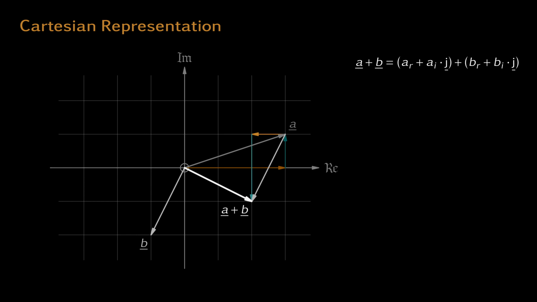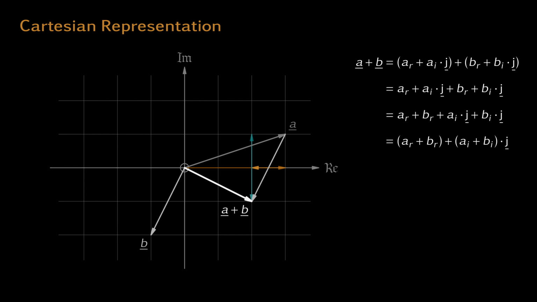But instead of adding our two arrows A and B, we could as well add their four components along the real and imaginary axes. Using our addition and distributive properties, we can rearrange their order and factor out the imaginary unit J. In total, the real part of the sum is the sum of the real parts, and the imaginary part of the sum is the sum of the imaginary parts. This is exactly like adding terms in parentheses and treating the imaginary unit J as some variable.